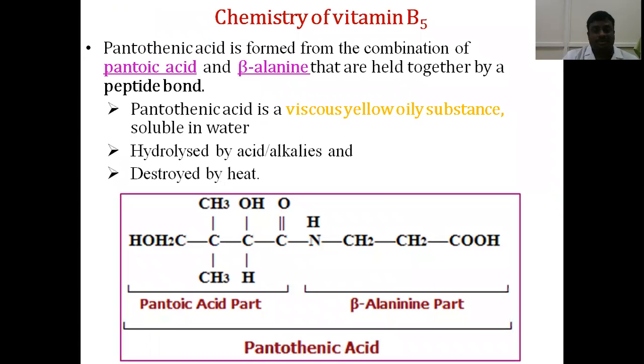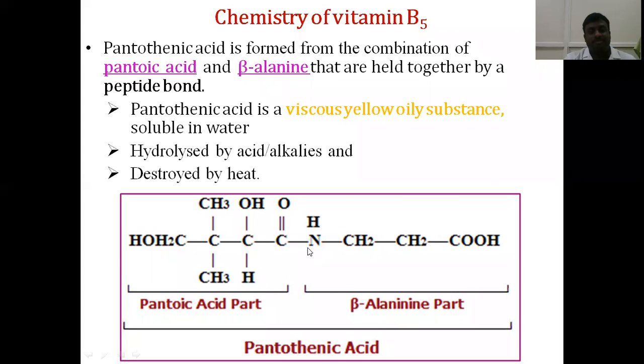What is the chemistry? What is its structure? Pantothenic acid mainly contains two components combined together. What are those? The beta alanine part combining with the pantoic acid part. So that is pantothenic acid.